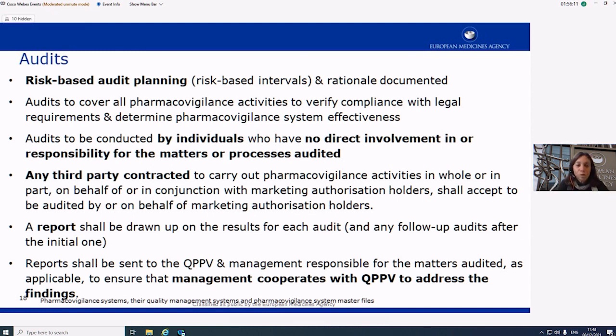Of course, you don't forget the third parties. If there are third parties contracted, they should also be part of this audit plan. You should have a report for each audit. And then, of course, for the findings, there should be a proposal on how to correct and prevent future deficiencies. And the last point is also very important. You should ensure that the management cooperates with the QPPV to address the findings. Next one.